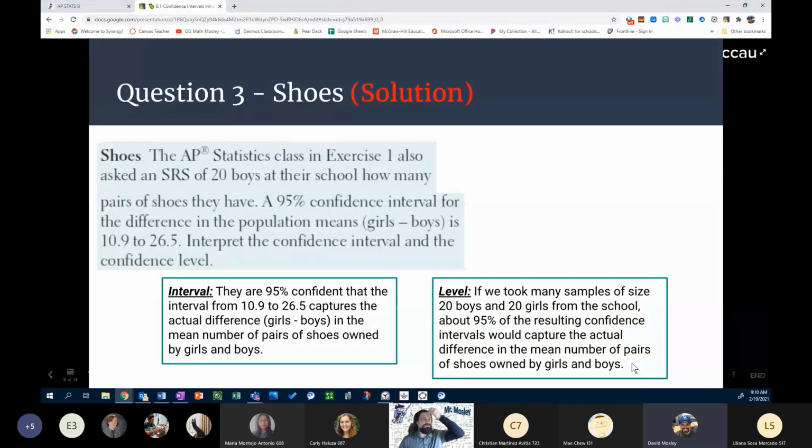So this particular question is not asking for a calculation. It's asking you to show that you understand what the 95% confidence interval means. And we can interpret it by interval or level. Is there anything I can clarify?